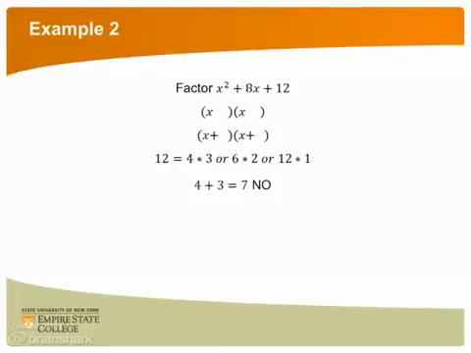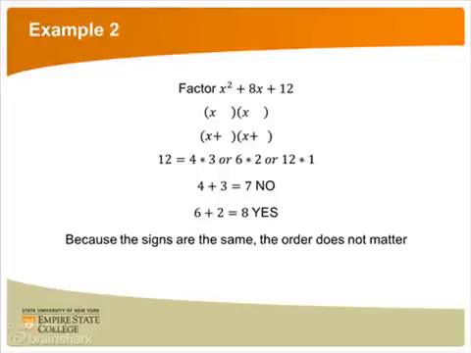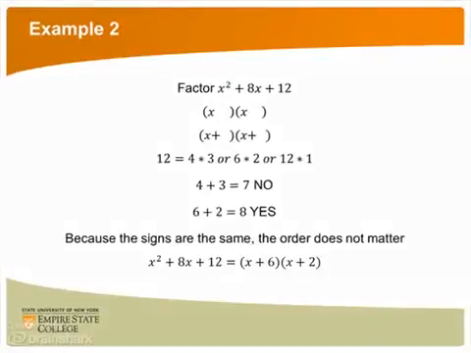Because our factor had a plus at the end, we will add our factor pairs to match the 8, that is the coefficient of the x term. Adding 3 and 4, we get 7. That pair of factors did not work. We try the next pair of factors. 6 plus 2 does equal 8, so this pair works. Because the signs in the parentheses are the same, the order we insert our factors does not matter. So when we factor x squared plus 8x plus 12, we get x plus 6 times x plus 2.